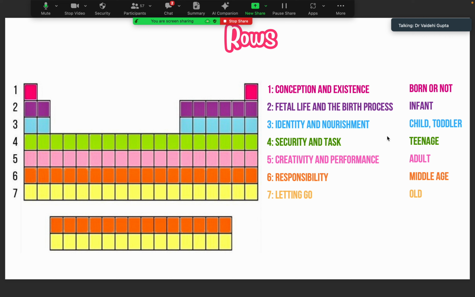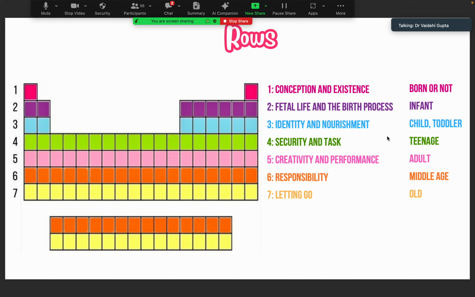Then after getting nourished, after getting some identity, he also wants security in his life. It may be financial security, it may be protective security. So security and task belong to the teenage phase. In the teenage phase, we just want to be an astronaut, we want to be a millionaire. So all these phases are in this teenage phase.